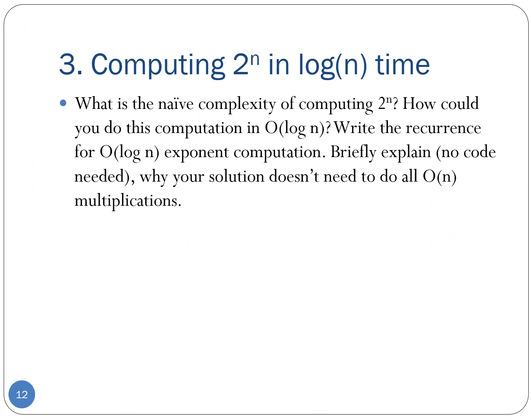So the third question here is asking us, what is the naive complexity of computing 2 to the power n for any value of n, and then how can we reduce this naive complexity to order of log n, right? So first of all, the naive complexity of computing 2 to the power n is actually O of n, right? It's very simple to see this.